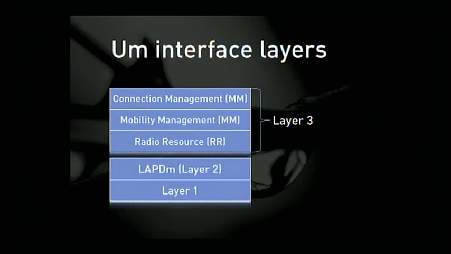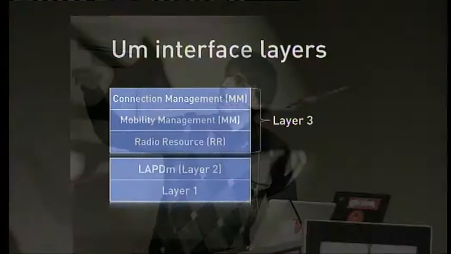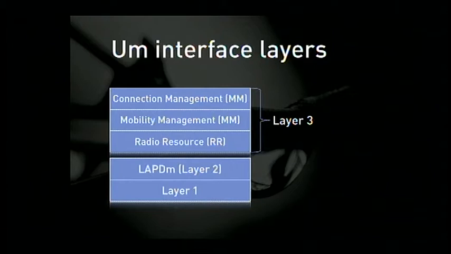There are three layers on the baseband side that you usually have. Layer one, which is the physical layer. Layer 2, which is LAPDm. This is basically similar to Q.931 or LAPD in the ISDN world. And above that, you have layer 3, which can be subdivided into three different sublayers, namely the radio resource layer, the mobility management layer, and the connection management layer. Actually, there should be a CM and not an MM on the top. And in this layer 3, you need an established connection on the lower sublayer to have something going on in the next sublayer. So you need a radio resource connection to do something mobility management-wise, and the same for the next layer.